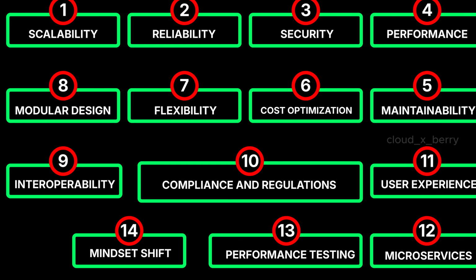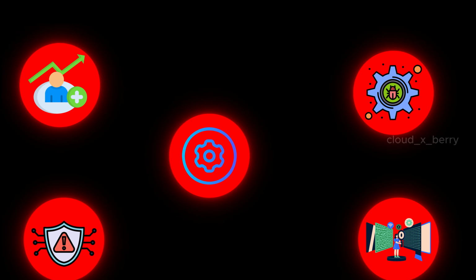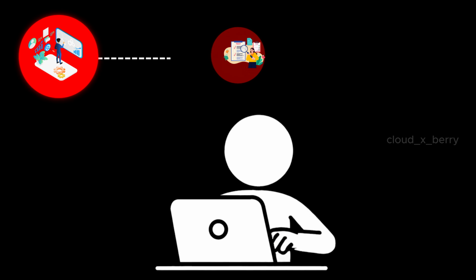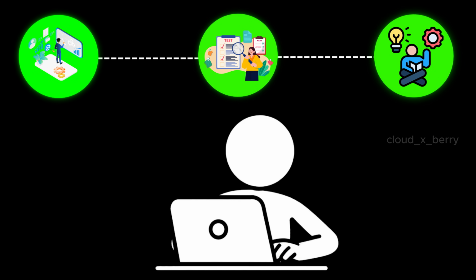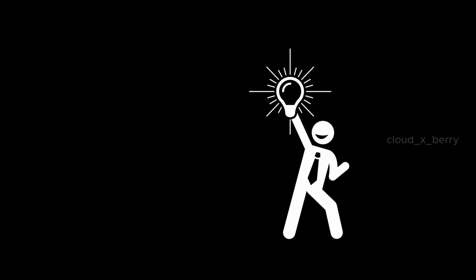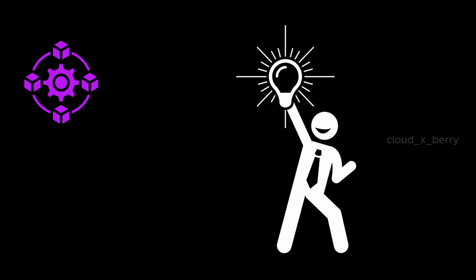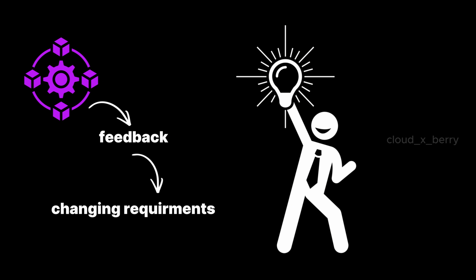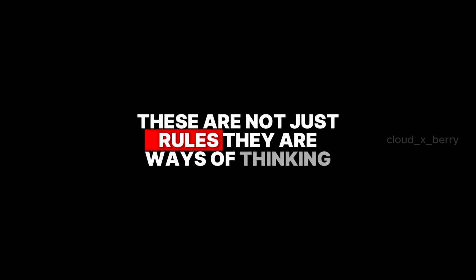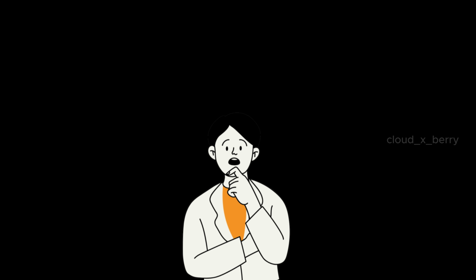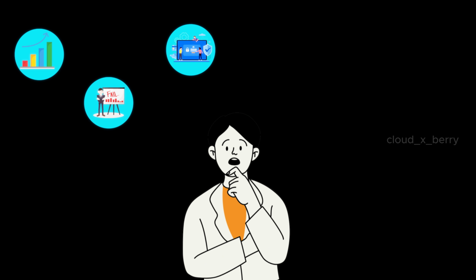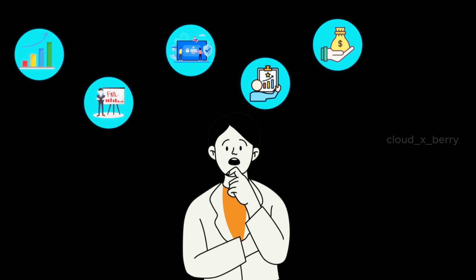And finally, there is the mindset shift. Nothing stays fixed. You build, test, learn, and improve continuously. As a solutions architect, you need to adapt your design based on feedback, changing requirements, and new technologies. If you step back and look at all of this, these are not just rules. They are ways of thinking. Every decision you make should consider growth, failure, security, performance, cost, and user impact.